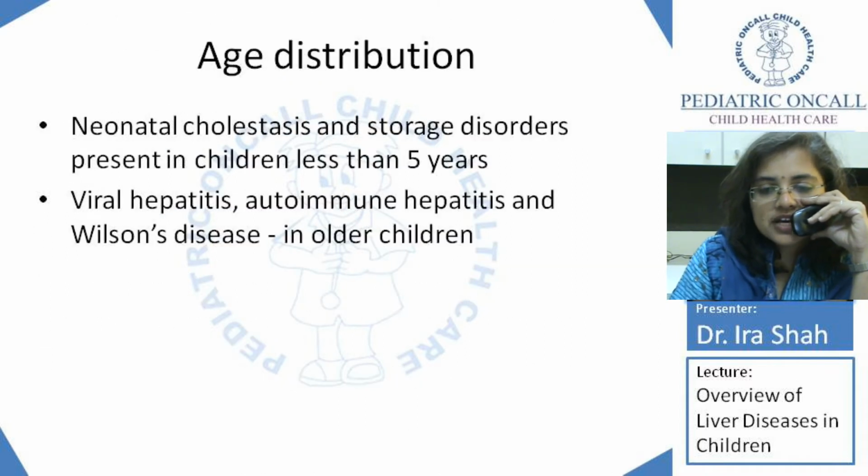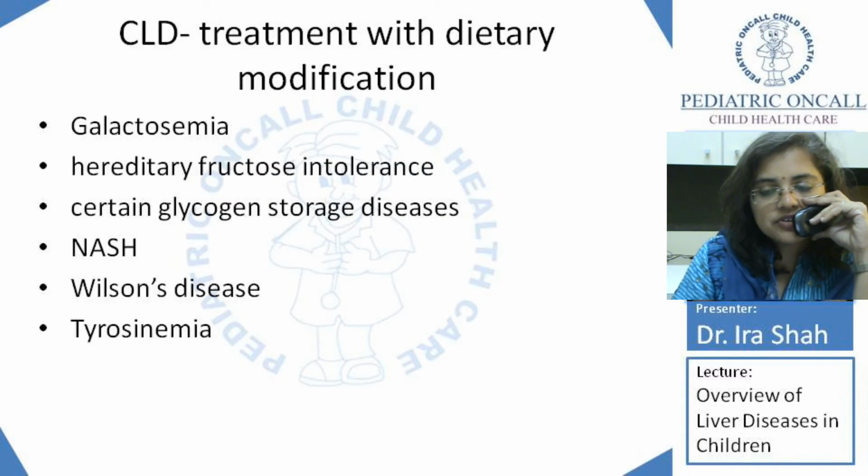Age distribution wise, storage and neonatal cholestasis are more common in children less than 5 years. Viral hepatitis, autoimmune hepatitis and Wilson's disease are more common in older children. How do we treat this chronic liver disease? One is dietary modification, especially in cases with galactosemia, hereditary fructose intolerance, GSDs, NASH, Wilson's disease, and tyrosinemia. All of them require dietary modification.